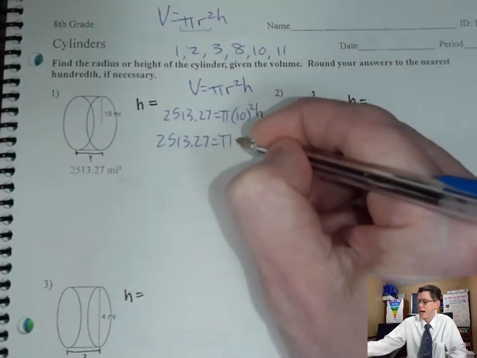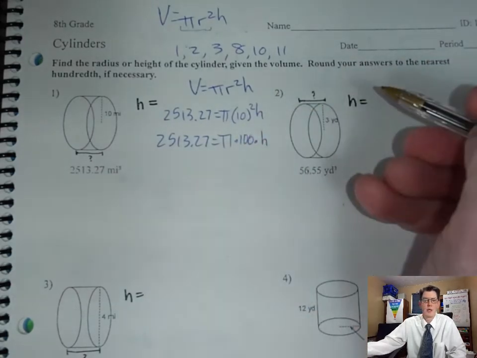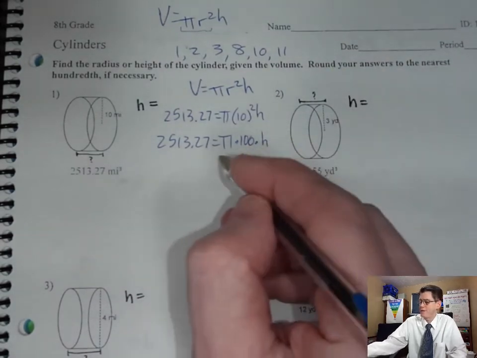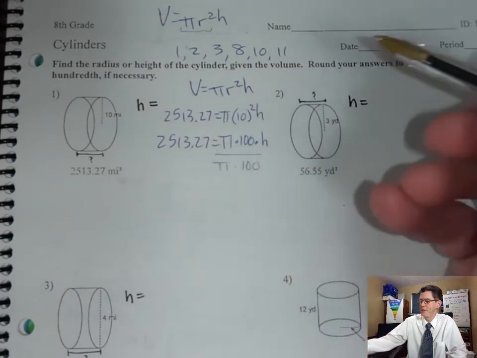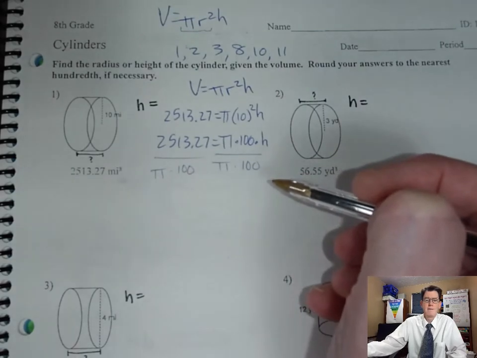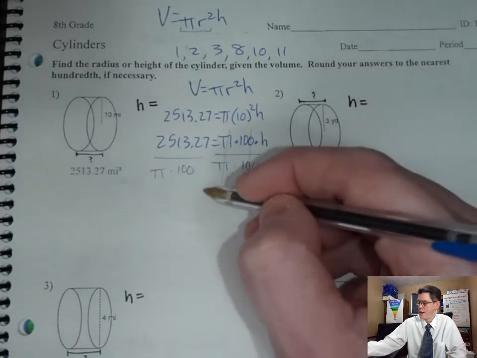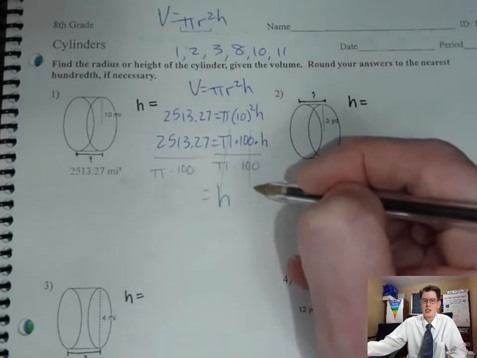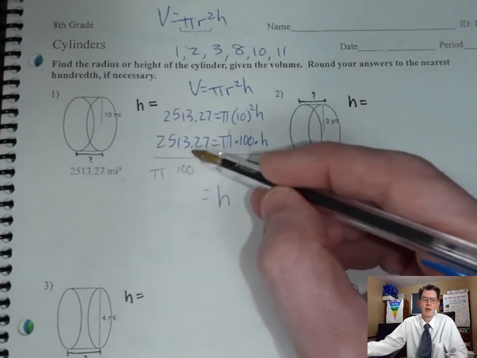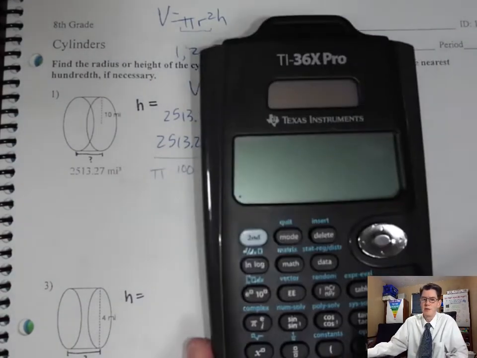2513.27 is pi times 10 squared, which is 100, times the height. To get the height by itself, we divide off the pi times 100 from both sides of the equation. Pi divided by pi is 1, 100 divided by 100 is 1, and all that's left is 1h. In laziness, we don't write the 1. So we just have to figure out what 2513.27 divided by 100 pi is.